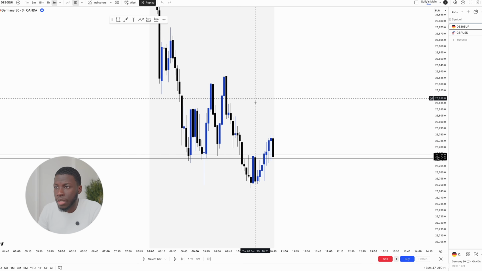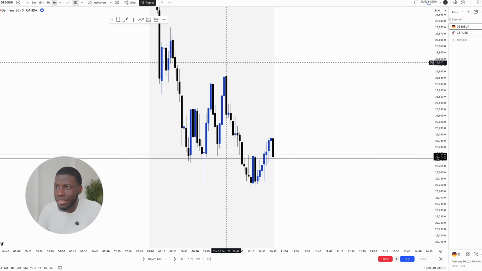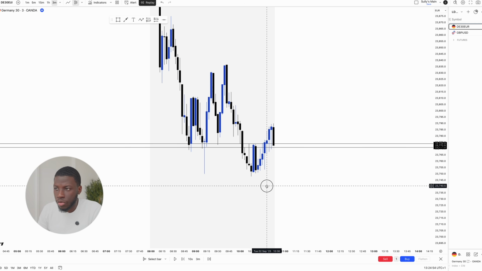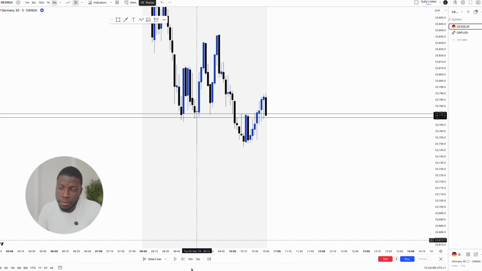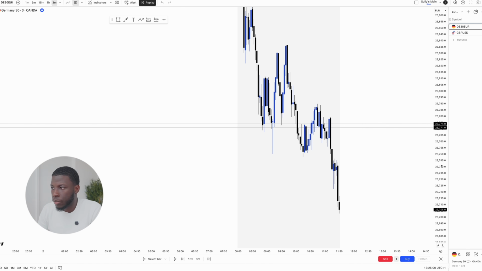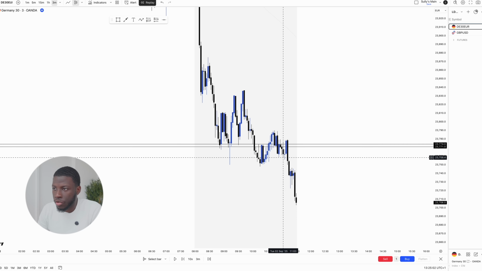So there's no more fair value gaps to be filled in regards to this push to the upside, right? There's no more. So at some point, I'm going to anticipate that price is just going to continue downwards to follow structure, which is exactly what happened. So we fill the gap and then price just continues about its way.